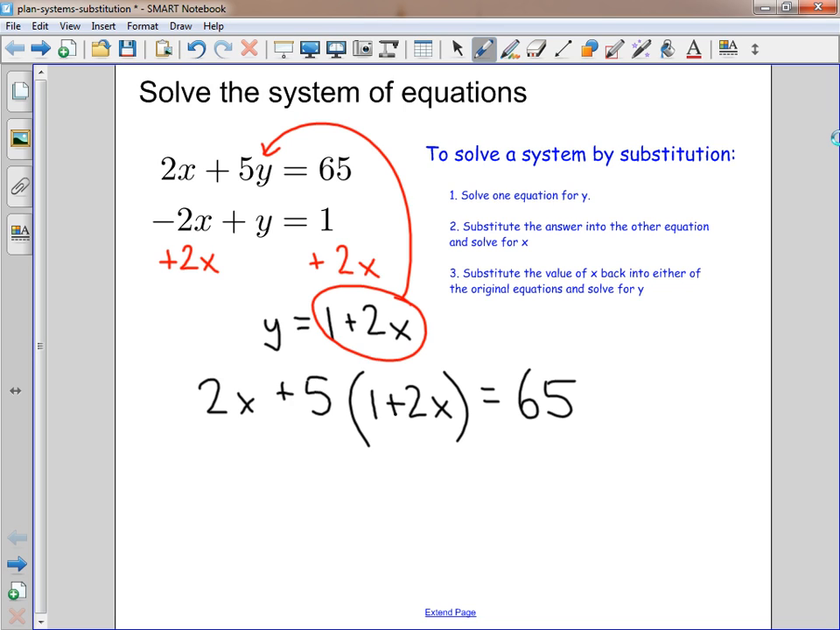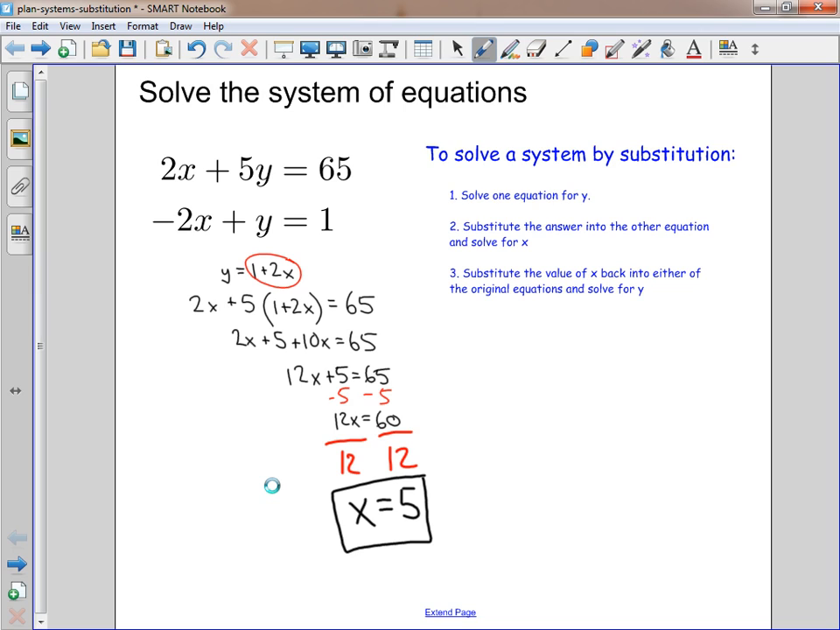Substituting for y in the first equation gives 2x plus 5 times (1 plus 2x) equals 65. Now I can solve this equation for x to have an actual value of x. I collected like terms in the second step, and I found 12x plus 5 equal to 65. Solving from there, x is equal to 5.